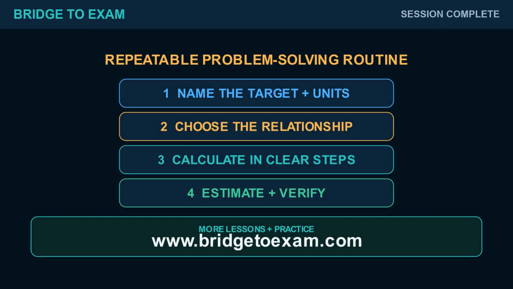Use this routine: name the target and units, choose a relationship, calculate with clear steps, then estimate and verify. Label the comparison, reduce to one unit or scale an equivalent ratio, solve, and check that both the value and compound unit answer the question.